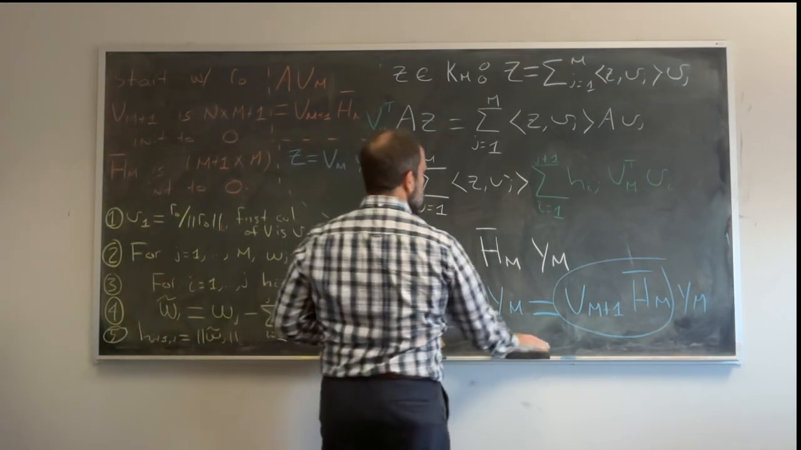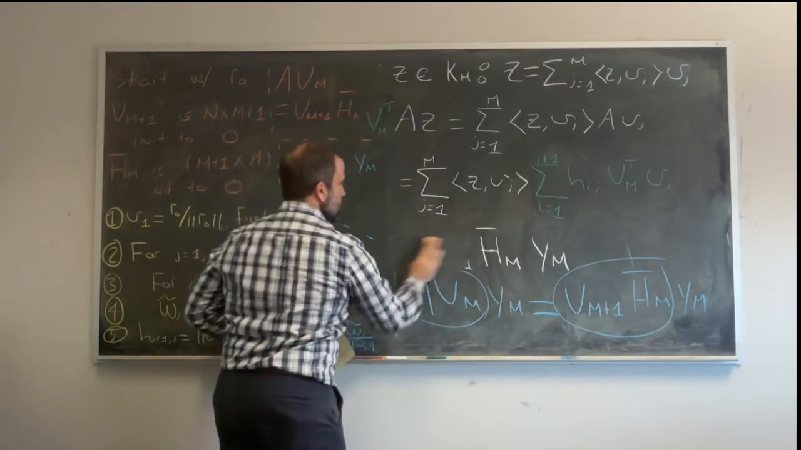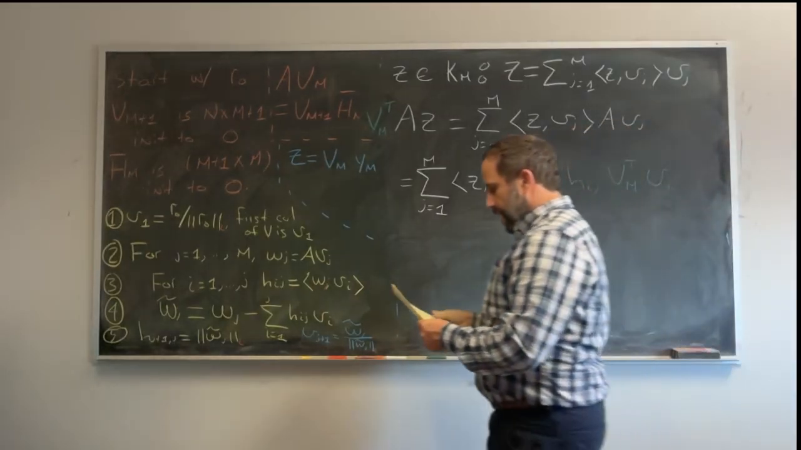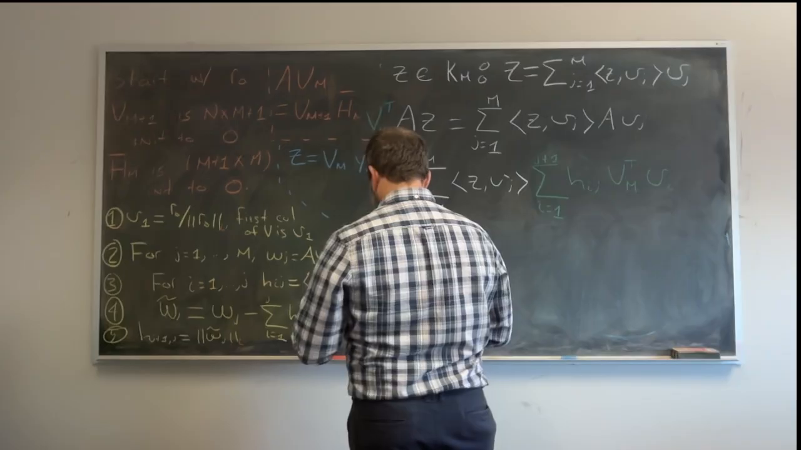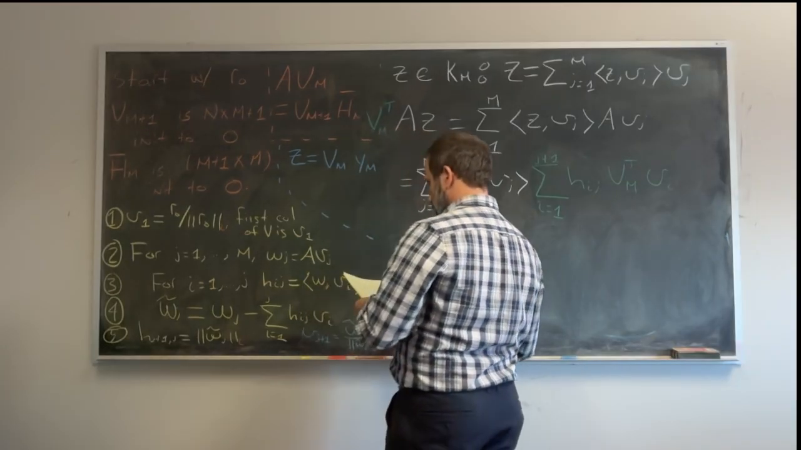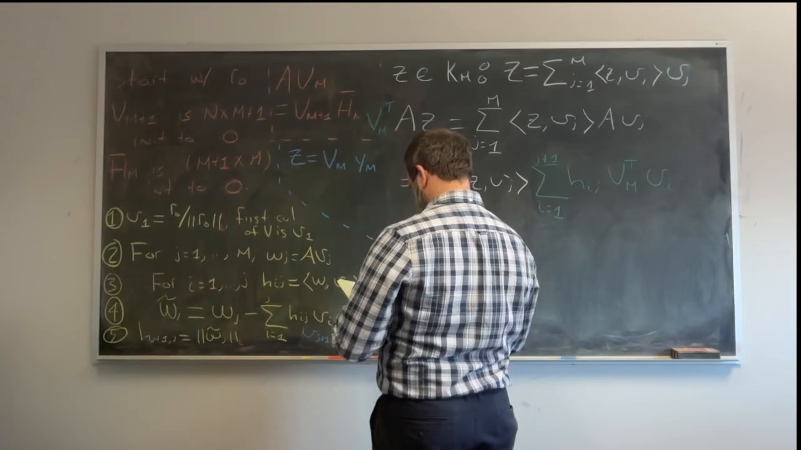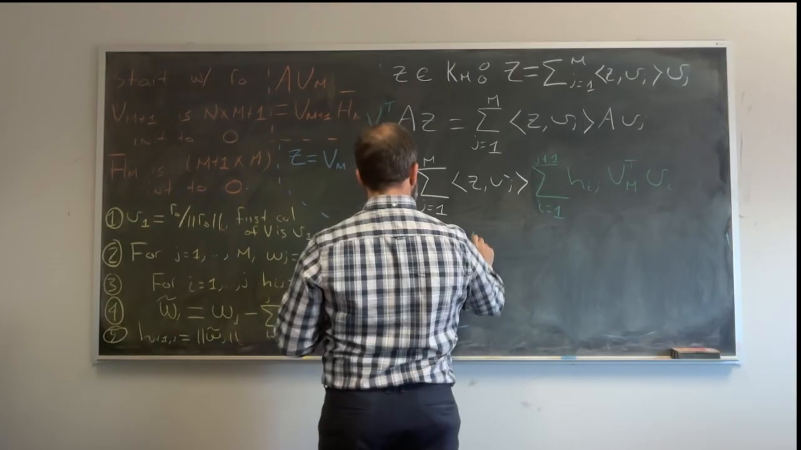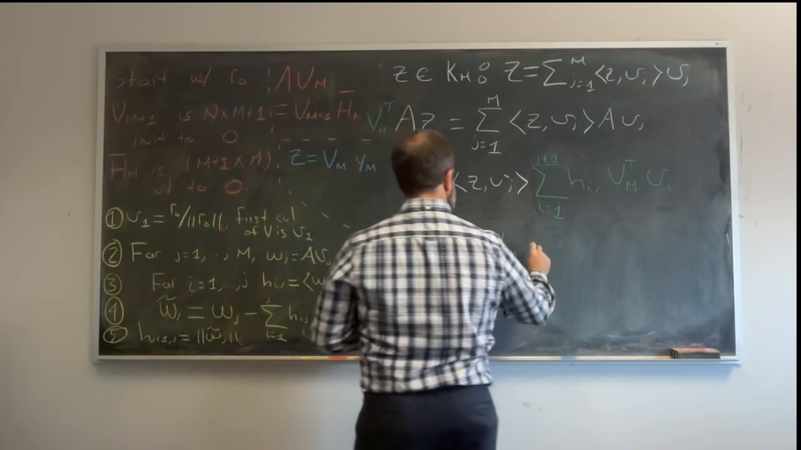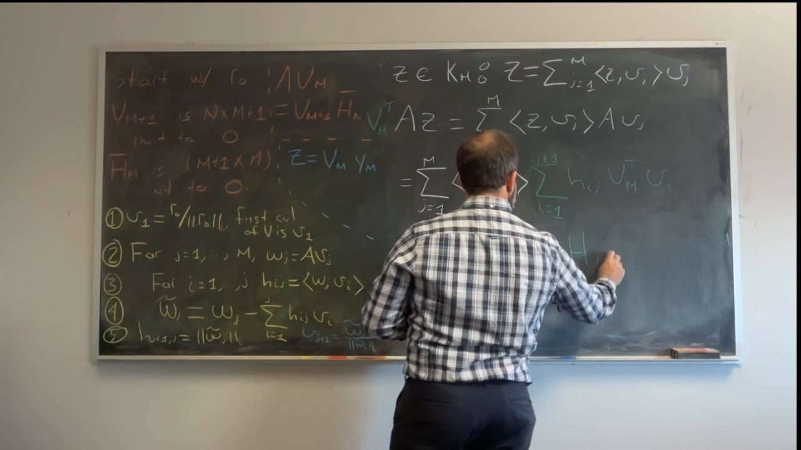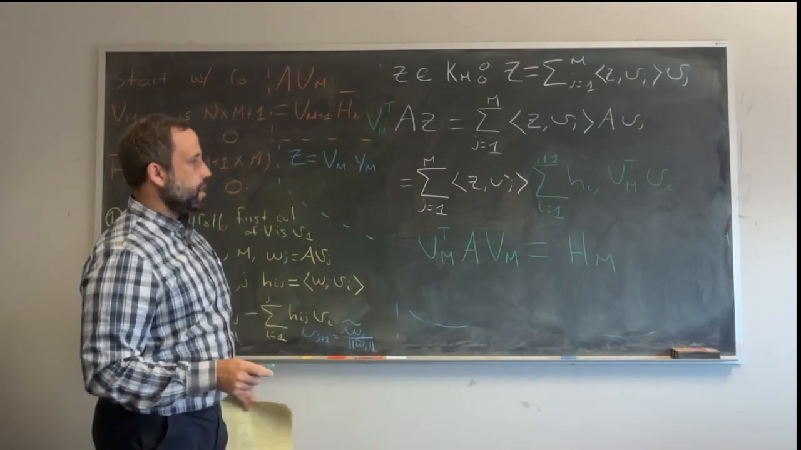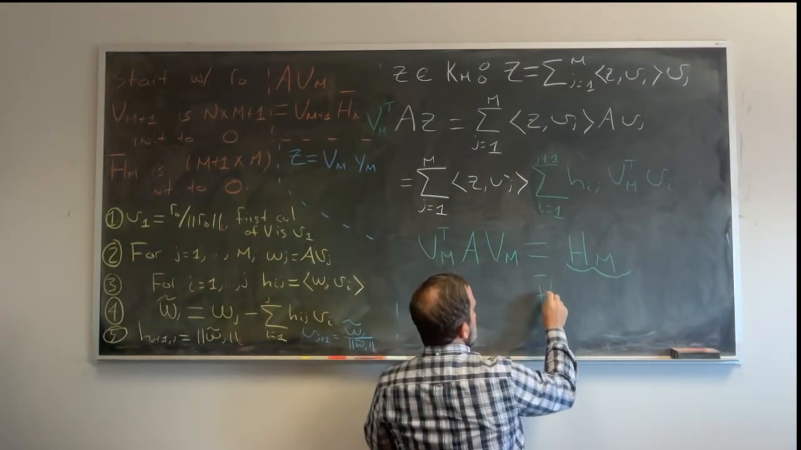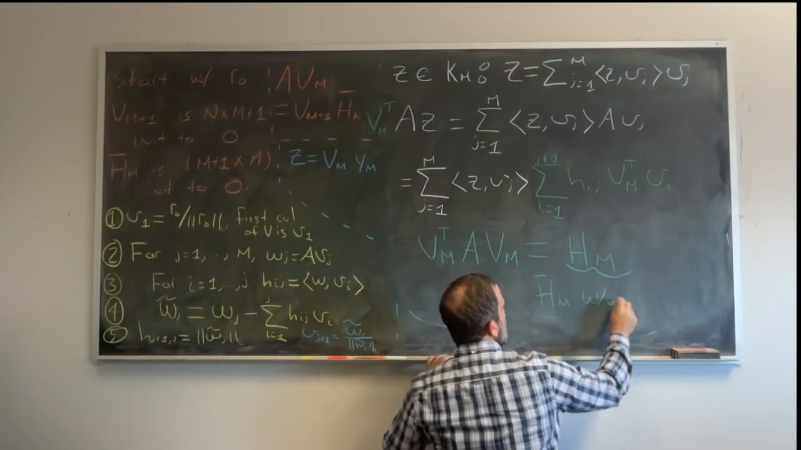And so if we go through a very similar procedure to what we did with this computation, we're going to get the following identity. We're going to get the identity that says the following: vm transpose A vm is going to be equal to H sub m. So what is H sub m? This is H bar m without the last row.